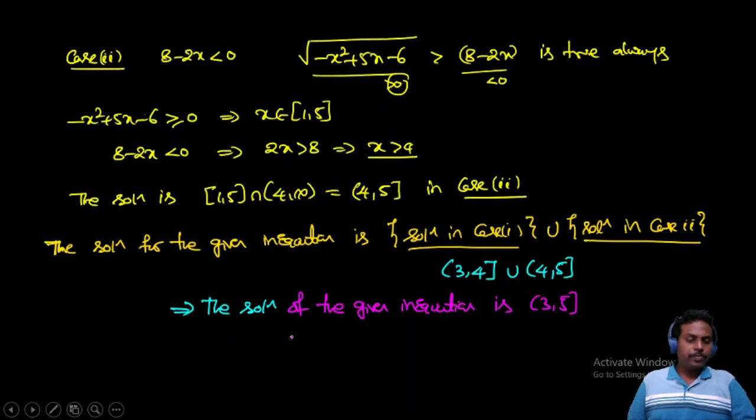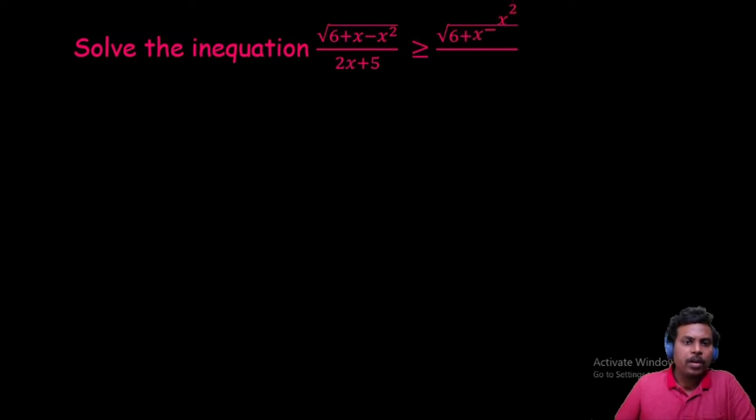Okay. So whenever you are having cases, you have to be little careful here, like in this problem. Hope you have understood the problem. Let us solve one more problem on quadratic inequalities. Here is our problem. Solve the inequation under root 6 plus x minus x square divided by 2x plus 5 greater than or equal to under root 6 plus x minus x square divided by x plus 4. Let us solve this problem. Okay. Let us write down the solution here.